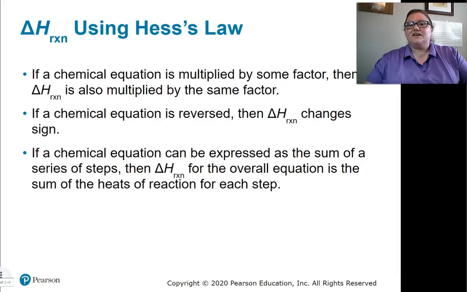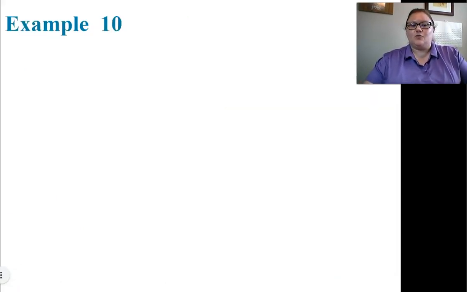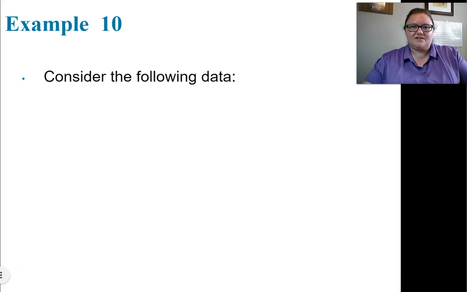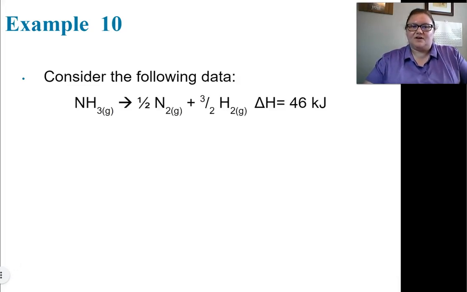Can't stress enough that if you need to multiply by a factor for a reaction, it needs to go to that delta H value that's either given or that you find in the appendix. So let's take a look at this example. We have example 10 here. Okay, we were given the following data.